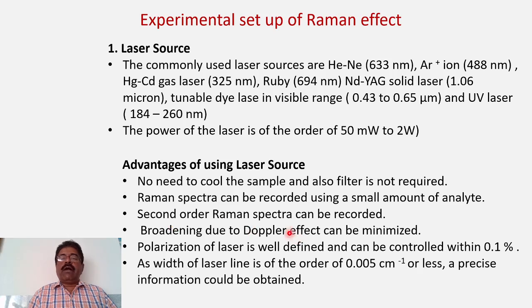Then second order Raman spectra can also be recorded. This is very important in some applications. This second order Raman spectra can give you valuable information, and it can be recorded if you have a highly monochromatic laser source.